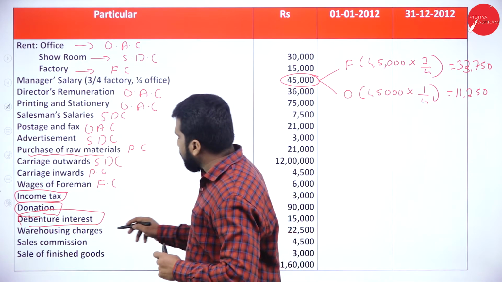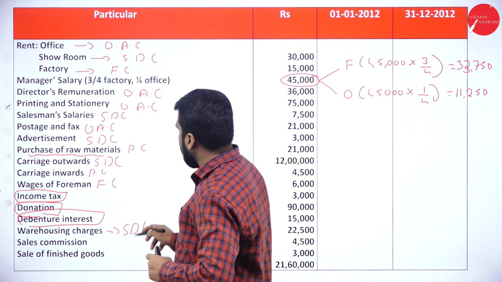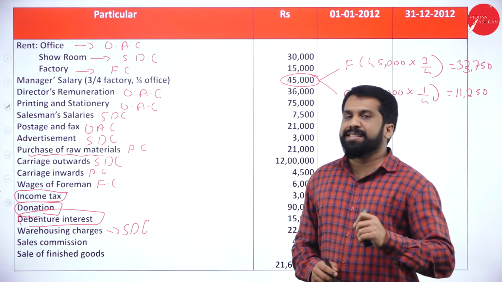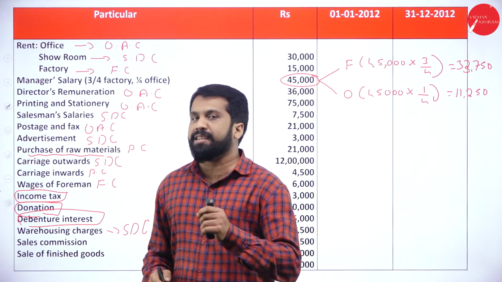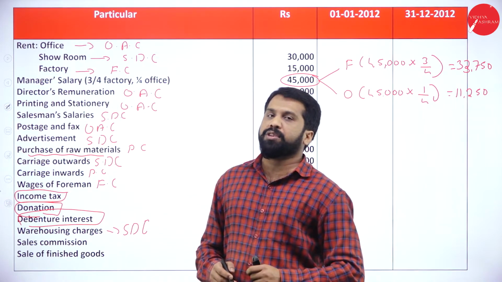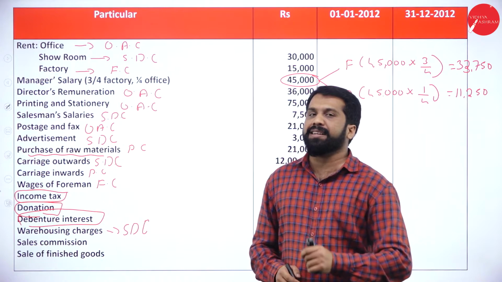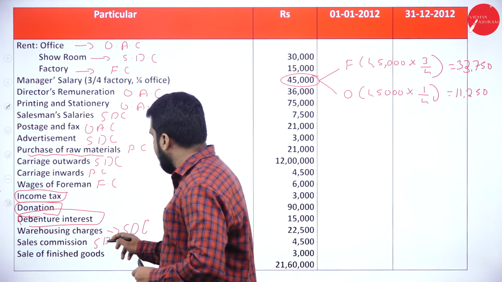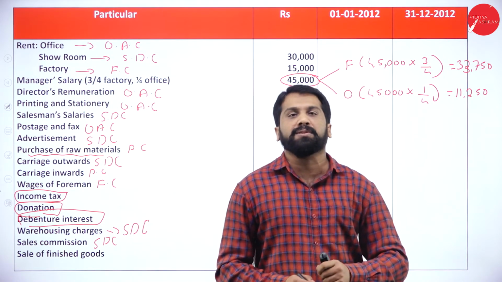Now, warehouse comes under where? Selling and distribution cost. Remember, selling and distribution cost. Sales commission. In the name itself it says that it is sales. Sales commission comes under what? Again, it will come under selling and distribution expenses. Selling and distribution cost.